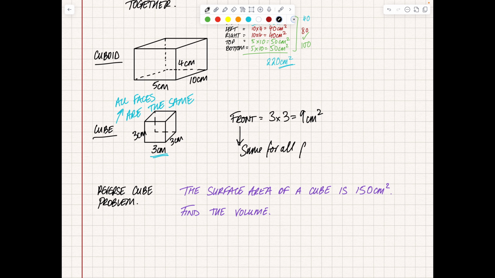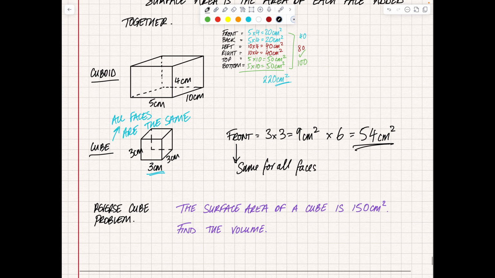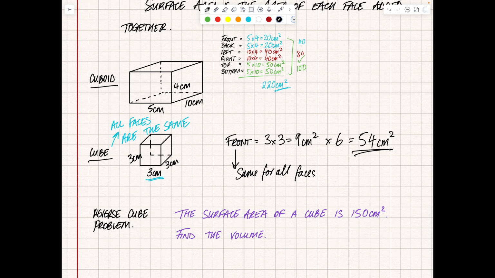And we know we've got 6 sides to this because it's a dice, remember? So you're just doing 9 times 6, which would be 54 centimeters squared. Okay, so with a cube, it's a lot easier. You just find the area of one face and then times it by 6. With a cuboid, just be careful to visualize it, break it down into its different shapes and split it apart, then add it all together at the end.